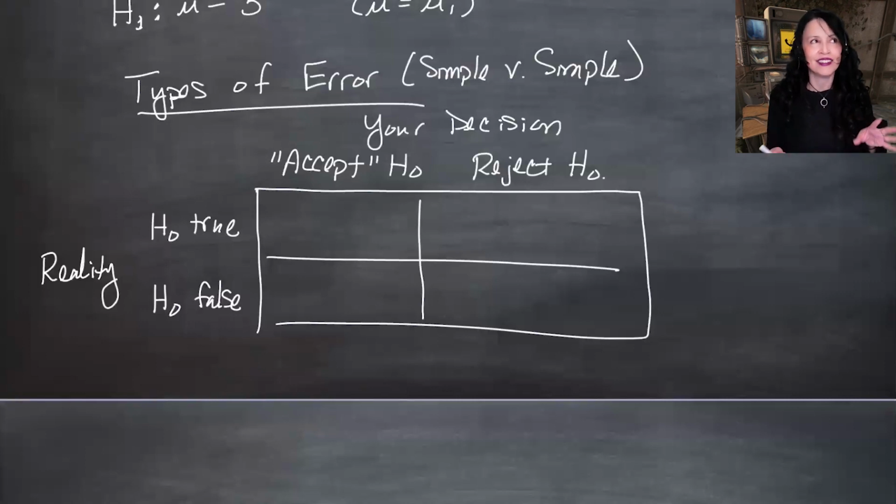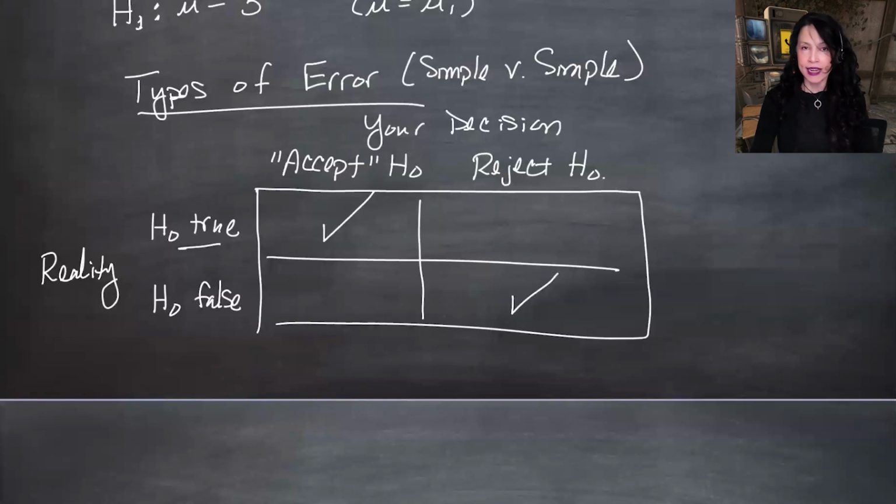It's like, no one's proven innocent in an American court. They're guilty or they're not guilty. It's just like that. So I'll do it for this table though. If the null hypothesis is true and you accept it, you did good. If it's false and you reject it, you did good. Otherwise, you made a mistake.